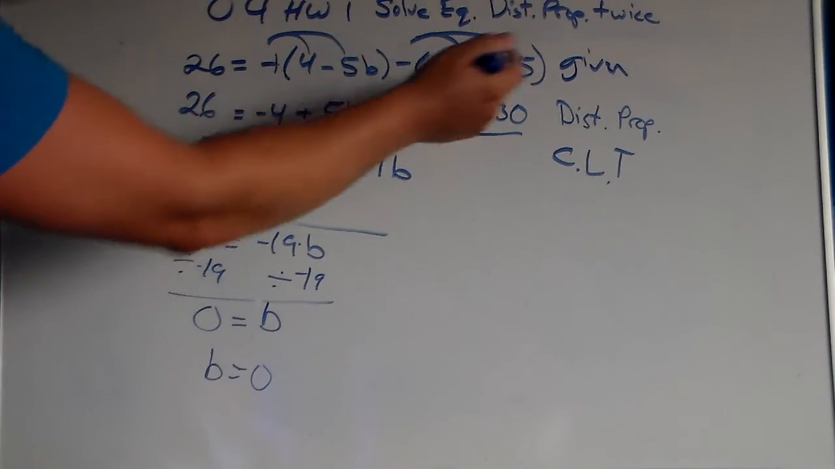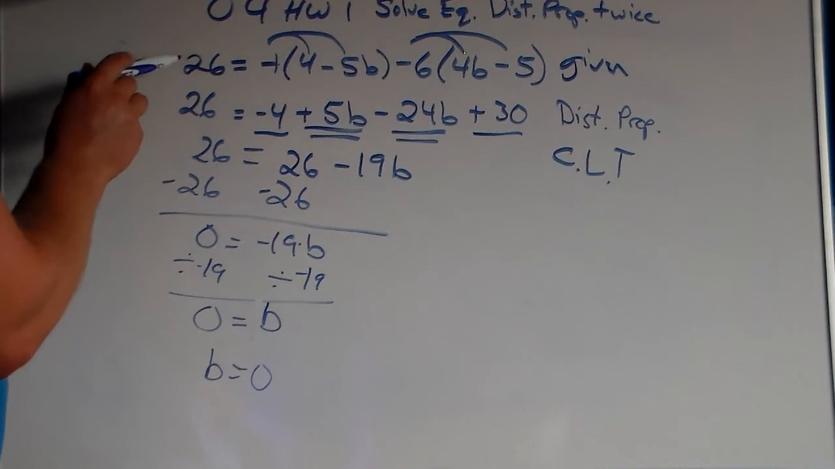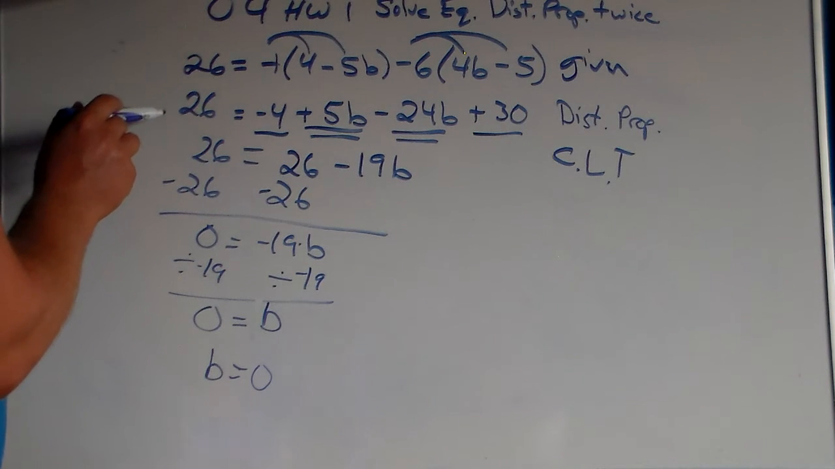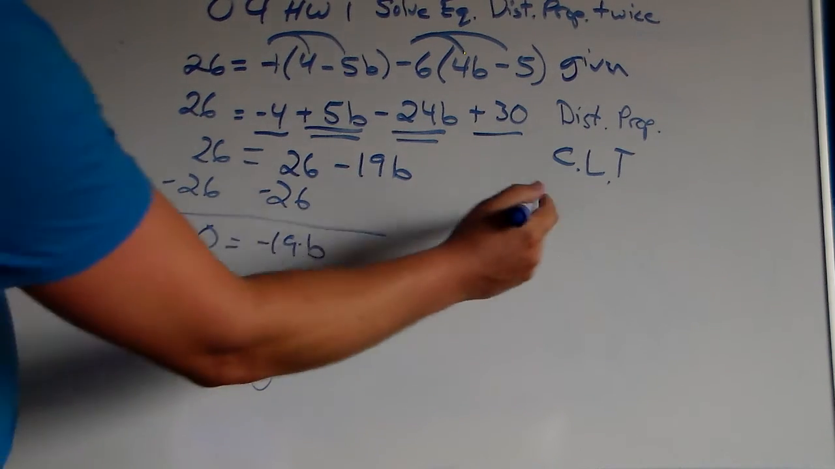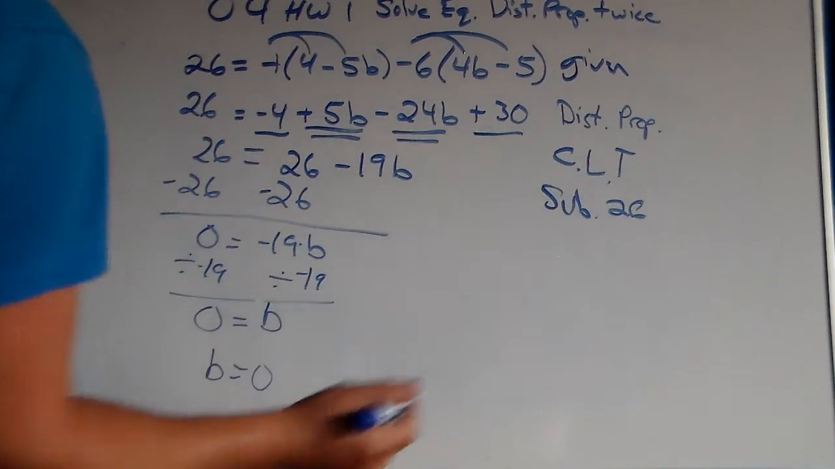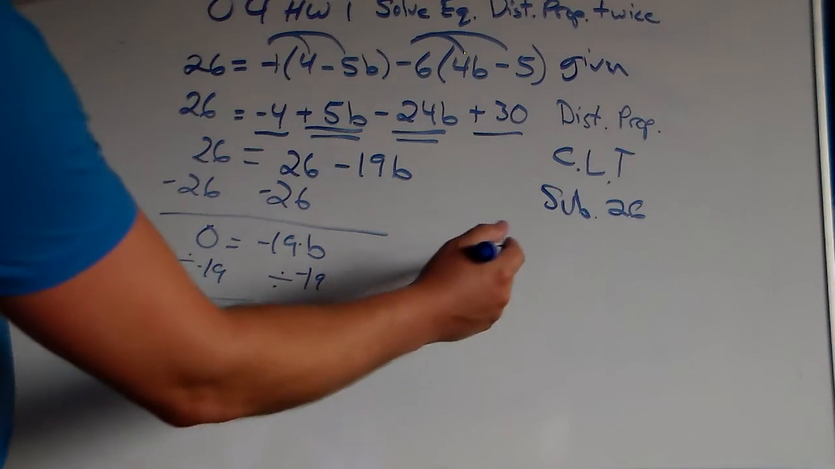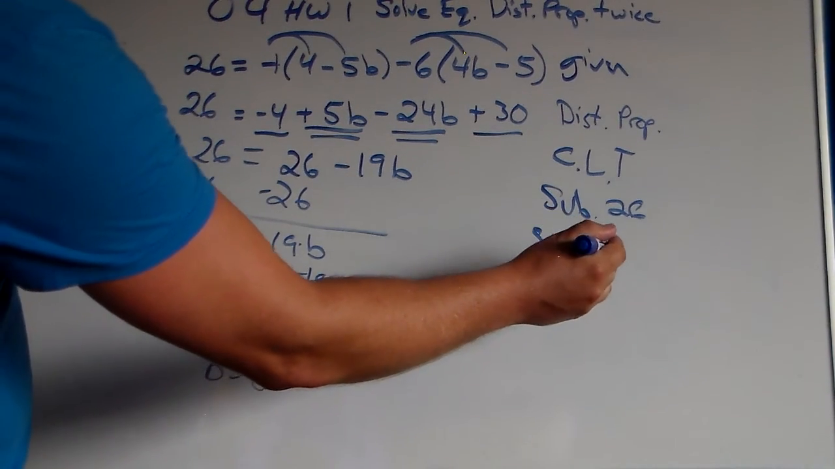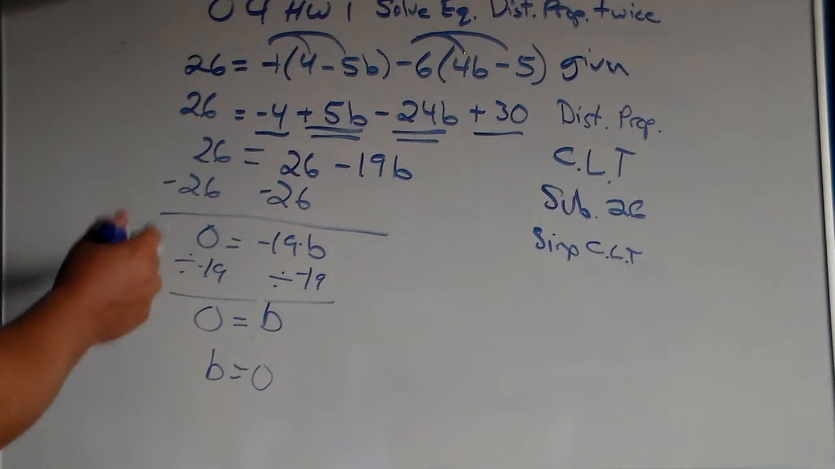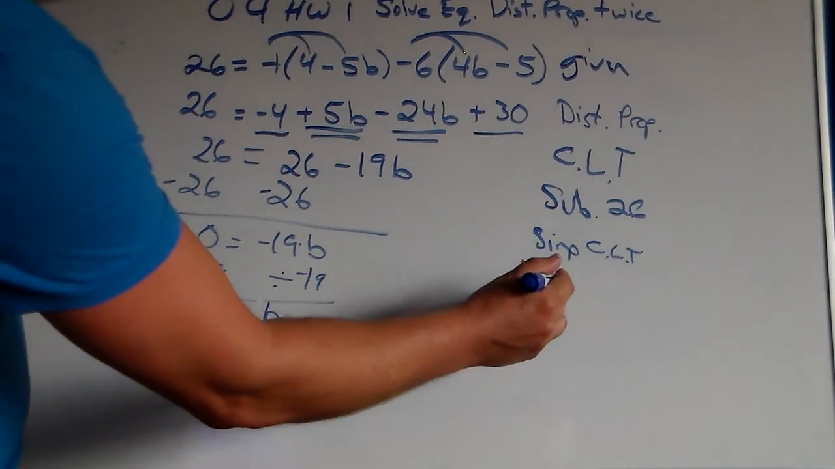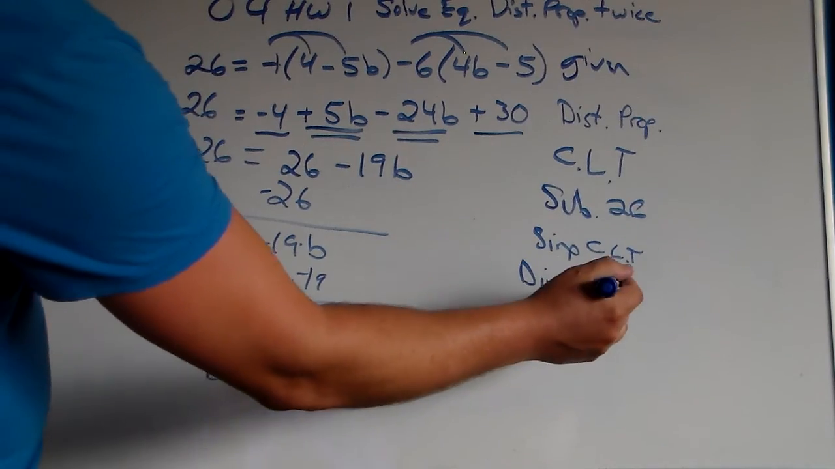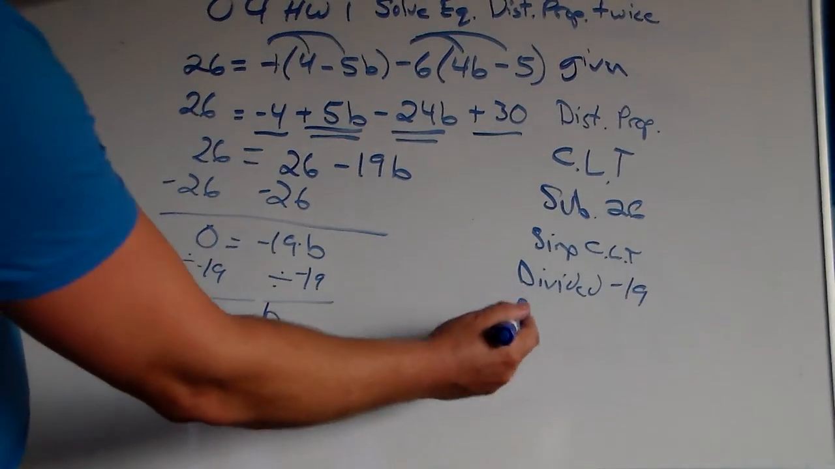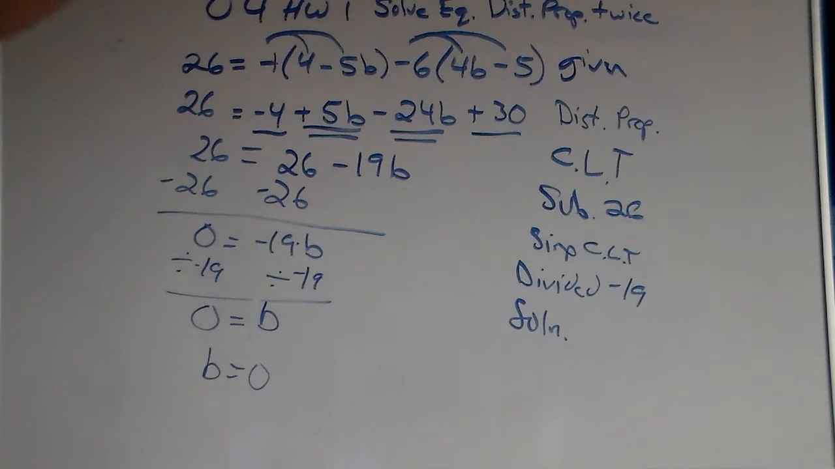If we go through the steps again, we have the top is given. To get from this line to this line, we did distributive property. From this line to this line, we did combine like terms. Then we subtracted 26 from both sides of the equation. We simplified, or combined like terms again, really, because we're just adding and subtracting numbers here. Then we divided by negative 19 to both sides of the equation, and then we have ourselves a nice solution of b equals 0. And that's problem number 2. Next up, we'll do problem number 5.